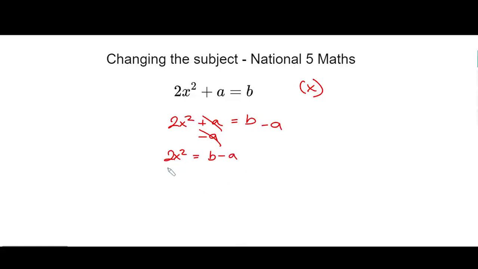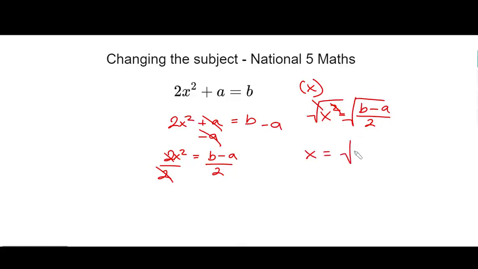We want to get rid of the 2. We've got to divide by 2 on this side. So to get rid of that, we've got to divide. So then that gives us x squared is equal to b minus a divided by 2. So that's x squared. Like the last video, if we take the square root of this, it'll cancel the square, but we've also got to take the square root of this. So that means x is then equal to the square root of b minus a divided by 2.